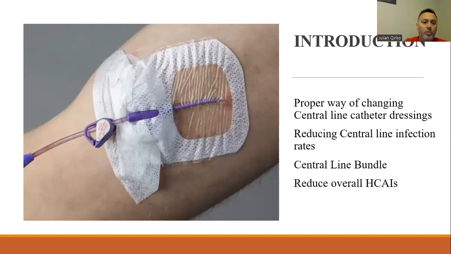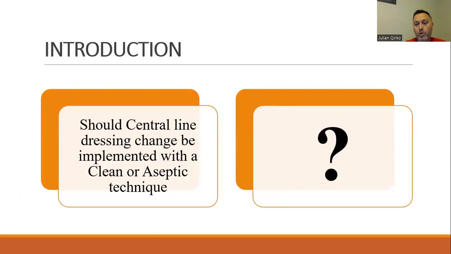Central line bundle performance monitoring consists of 3 main components: that of hand hygiene, use of chlorhexidine skin preparation, and the selection of appropriate site for central venous access. Aseptic technique has been clinically proven to help reduce and prevent healthcare-associated infection, which leads to my question of the day during this presentation. Should central line dressing change be implemented with a clean or aseptic technique?